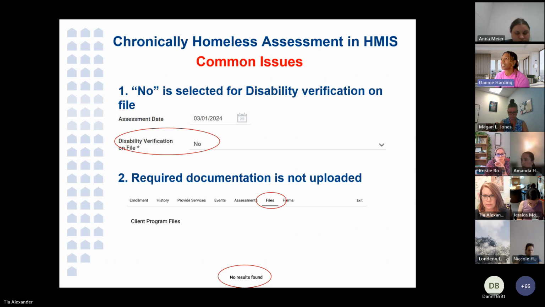The second commonly seen issue is required documentation is not uploaded. As mentioned on the previous slide, coordinated entry cannot verify time homeless without documentation. If the client has other third-party or self-cert documentation, it must be uploaded. This step is not necessary if all documentation is third-party in Clarity.